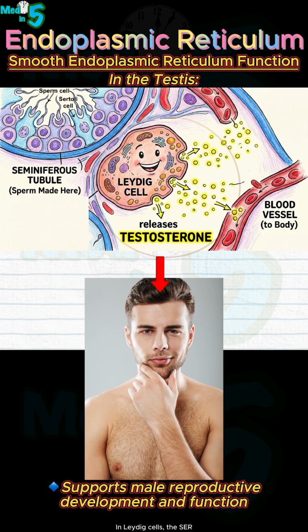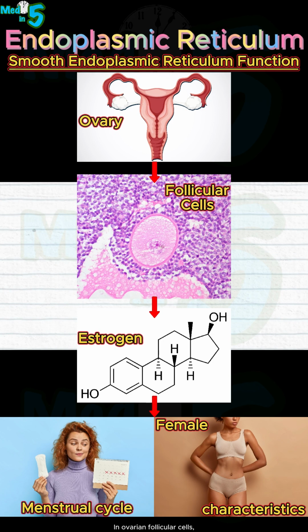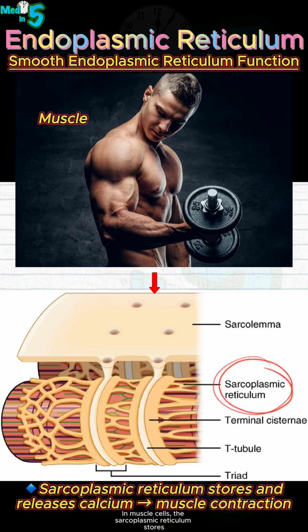In Leydig cells, the SER produces testosterone, which supports male reproductive development and function. In ovarian follicular cells, the SER makes estrogen, which regulates the menstrual cycle and female reproductive traits. In muscle cells, the Sarcoplasmic Reticulum stores and releases calcium to trigger muscle contraction.